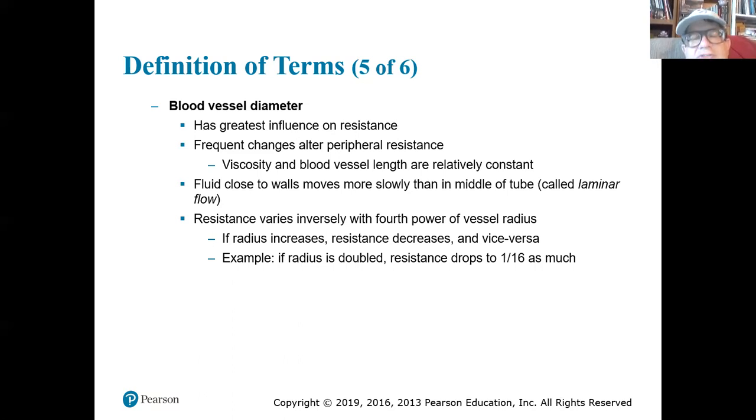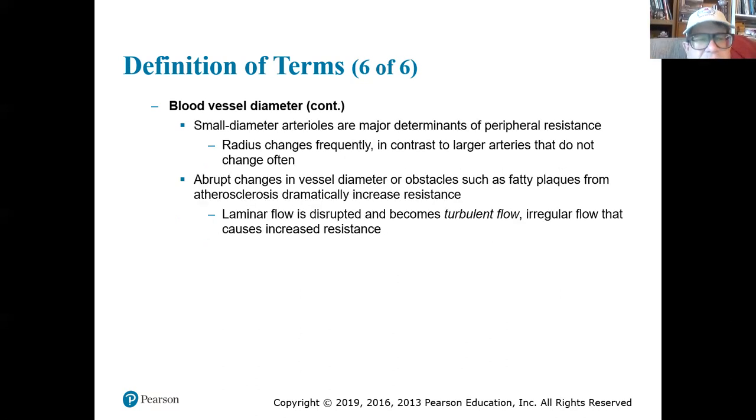Resistance varies inversely with the fourth power of vessel radius. What that means is if the radius increases, the resistance decreases. If the radius is doubled, the resistance is 1/16 of what it was before. So if we go from this to this, the resistance just bottoms out. All right, small diameter arterioles are the major things that determine peripheral resistance. Remember, they've got a fair bit of muscle in them. The radius changes frequently. Larger arteries don't change that often.